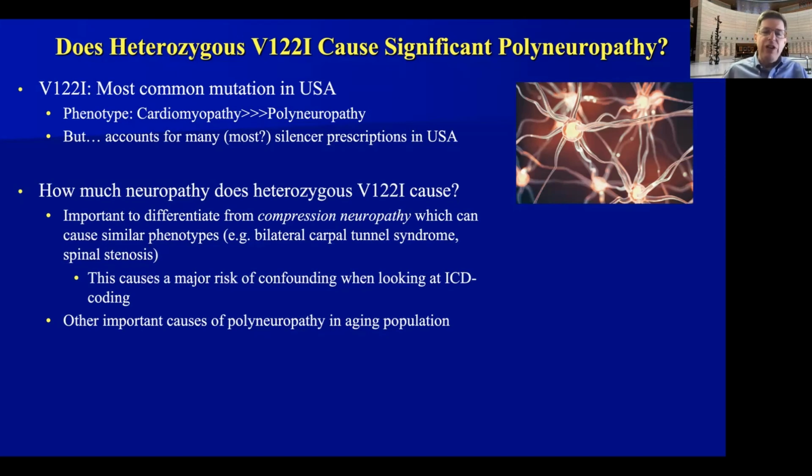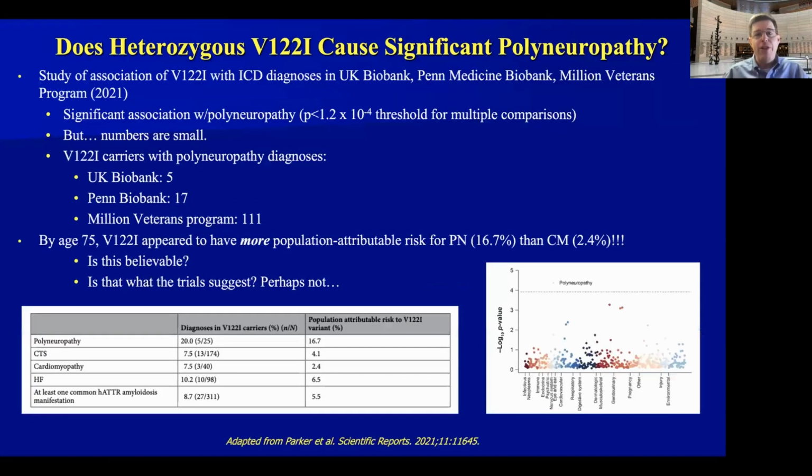And it's really important to differentiate compression neuropathy, so amyloid deposits that are compressing the nerves, causing things like carpal tunnel syndrome, spinal stenosis. We know this happens with all forms of ATTR amyloid, including wild type. And so when you're looking at something like ICD coding, sometimes that will get listed as a peripheral neuropathy, but that's not really what we're talking about. In addition, as patients get older, there's other important causes of polyneuropathy.